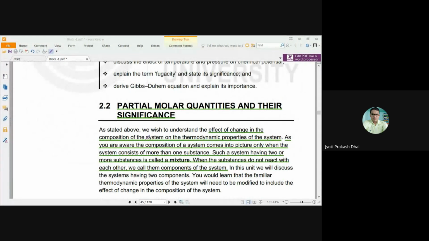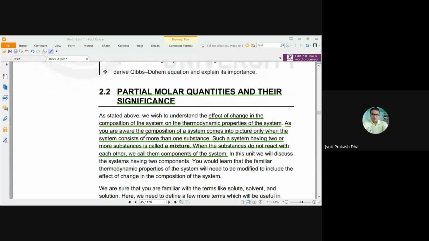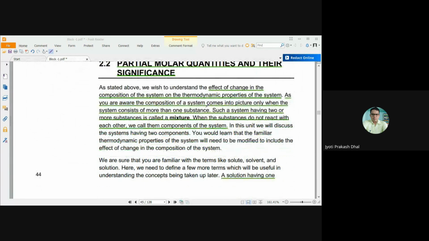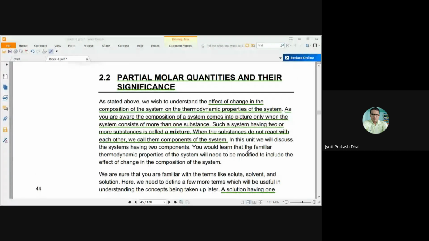For the next coming examination, questions may come from this second part. The second part is partial molar quantities and their significance. Here we will discuss what partial molar quantities are. Now coming to the effect of change in the composition of the system on the thermodynamic properties of the system.